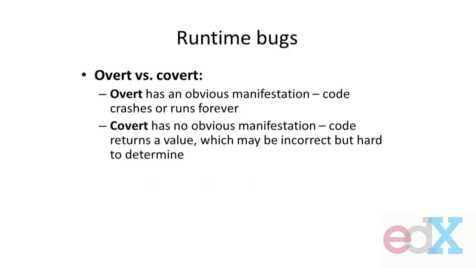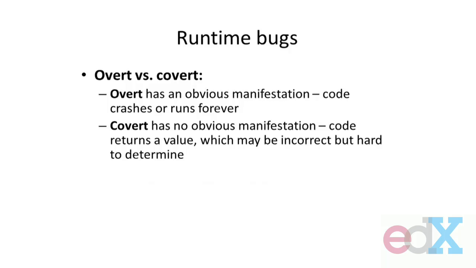Covert is a little more subtle. There's no obvious manifestation here. The code returns a value, but that value may, in some cases, be correct, but hard to determine. And that's clearly more worrisome. When it's really clear, it's nice. When it's not so clear, not as good.